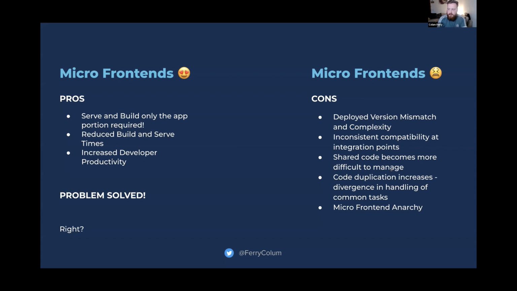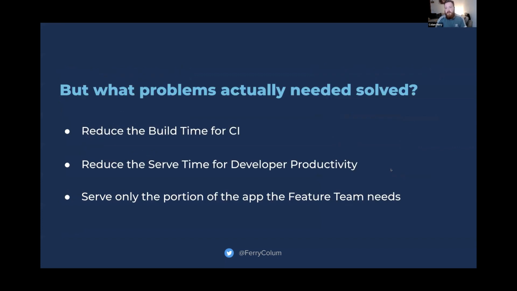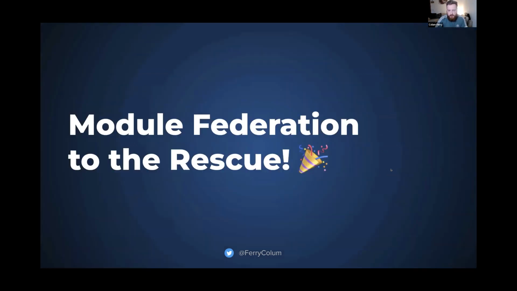But then that becomes an issue when we do have people moving across teams, or when we do integrate everything back together again. So it causes a lot of friction, a lot of issues with micro frontends. But if we go back to what problems we actually needed to solve at this time, it was just to reduce the build time in CI, reduce the serve time so the developers could work faster. And we only wanted to serve the portion of the app that the feature team needs. And Module Federation can offer us all this without needing to introduce any complexity around the actual managing of versions, managing independent deployments, and all the other complexities that come along with micro frontends.